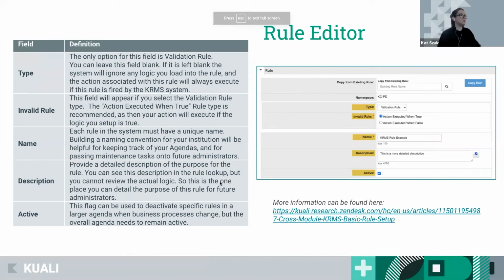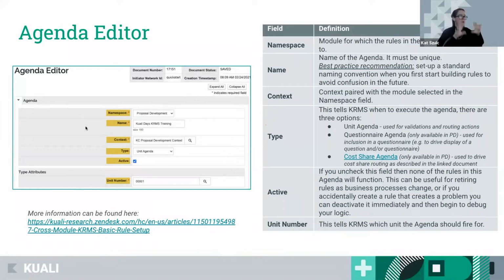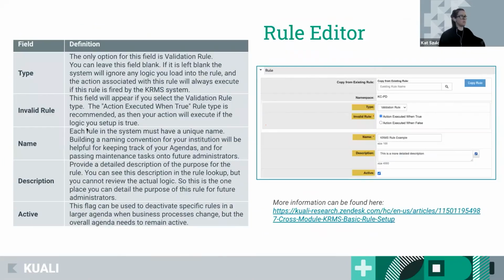So once you set up your agenda, the basic attributes of the agenda, the next step in the process is for you to start adding rules. Once you click on the add rule button, the rule editor window shows up, and that's where you are going to be able to start completing that information. And similar to the prior slide, I have some high-level definitions included here for the different fields that you are going to see in the rule editor.